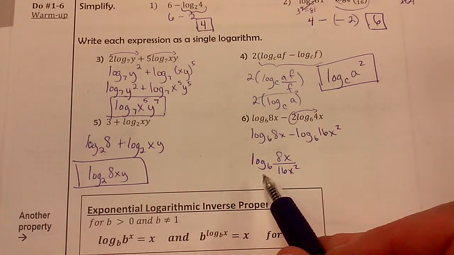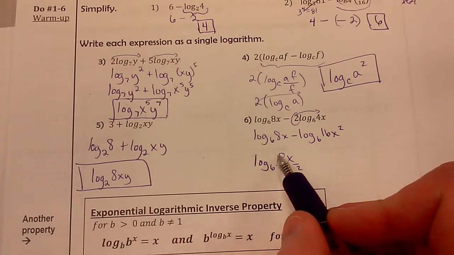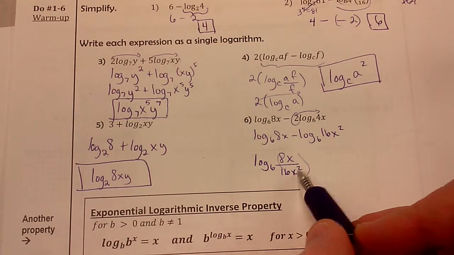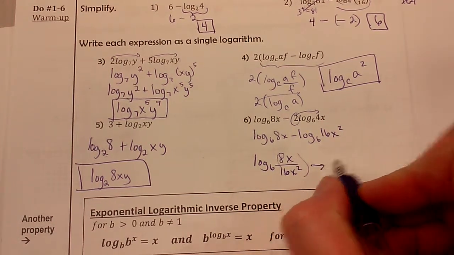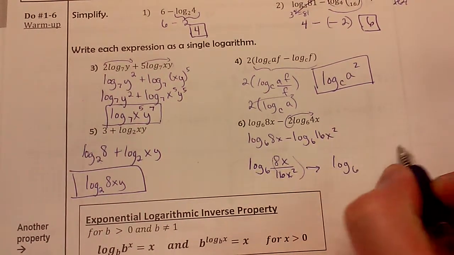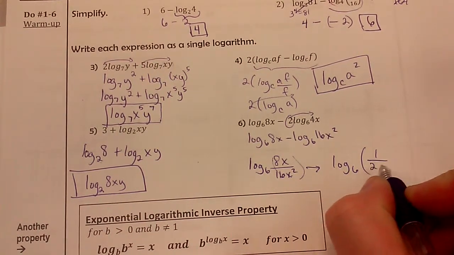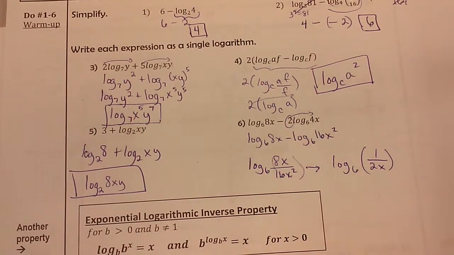And so now we have the log base 6 of this. And this is a fraction that I can simplify. 8/16 is 1/2. X over x squared is just an x in the denominator. So I can simplify this a bit. I think that's what it looks like.